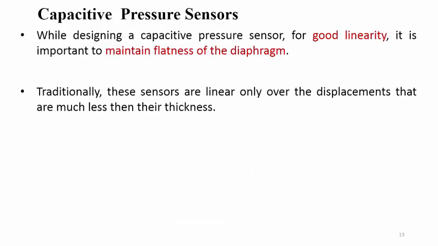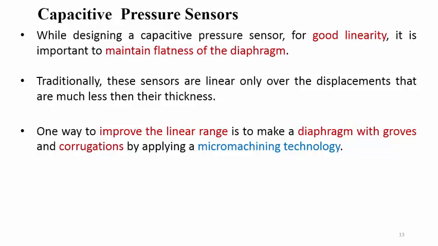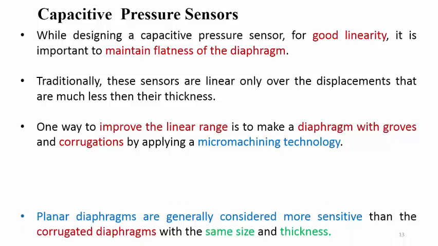While designing this capacitive sensor, to achieve good linearity it is important to maintain the flatness of the diaphragm. Traditionally these sensors are linear only over displacements that are much less than their thickness. To extend the linear range, we can take a diaphragm with grooves or corrugations, and these corrugations can be achieved by using micromachining technology.